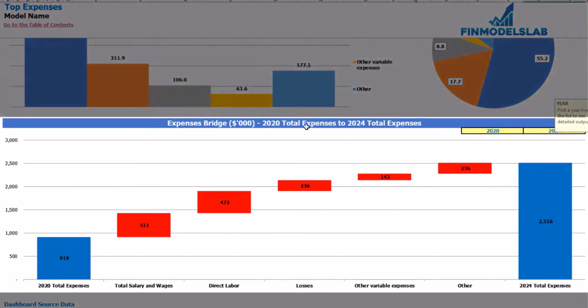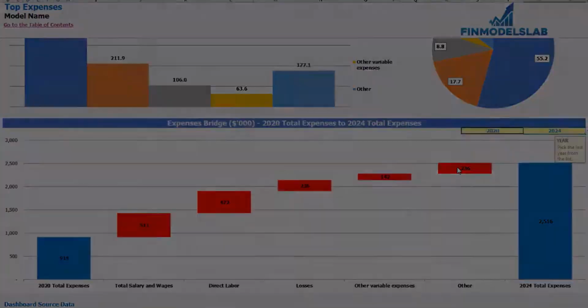On the expenses bridge you may find the main drivers of expenses growth between these 2 years. These years are also changeable. So you may select the first year and you may select the last year. And you may see that total expenses starting in 2020 will change to total expenses in 2024 by this waterfall.